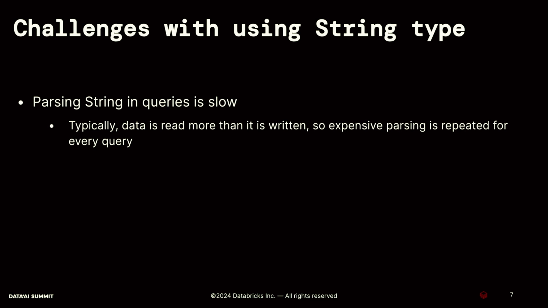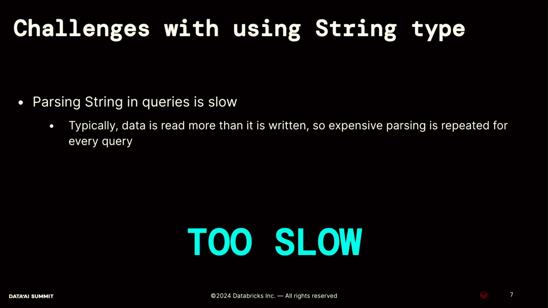However, there's challenges with this approach as well. And the main challenge is that this can be very slow. Parsing JSON, parsing semi-structured data is very slow. And since typically in a lot of scenarios, we write the data once and then read many times, what we're essentially doing is passing off all this expensive parsing to every single query forever. So ultimately this approach is too slow. It's very flexible, but too slow.